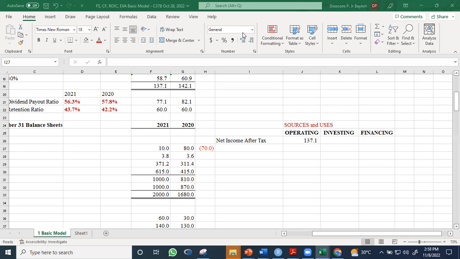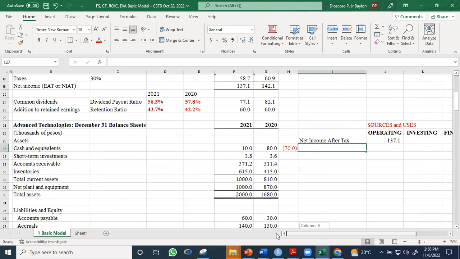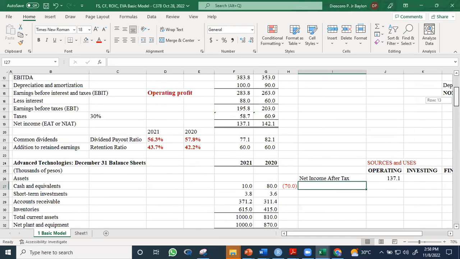Yes, Sherwin? Consider your net profit, sir. Yes. So what's the answer? How do we now convert the net income after tax to become cash flow? Sherwin? Okay. Plus yung depreciation. All right. Net income plus depreciation. Yes. Or amortization. Yeah. Why do we add that back?